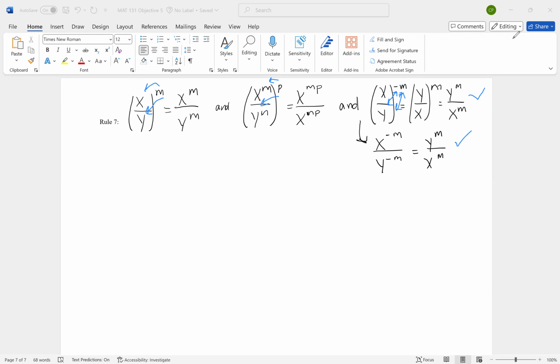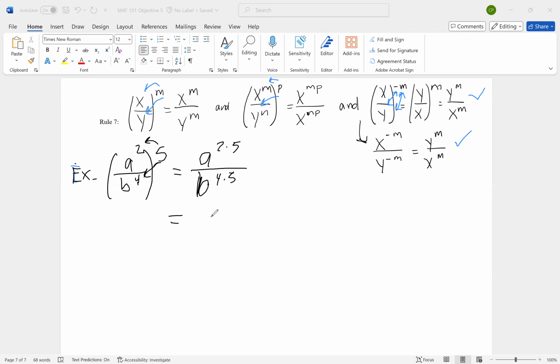So let's look at a problem. So first, if we have a to the second over b to the fourth, to the fifth, okay, we can multiply that exponent in to both of those, and we'll have a to the 2 times 5 and b to the 4 times 5, which will give us a to the 10 over b to the 20, okay?